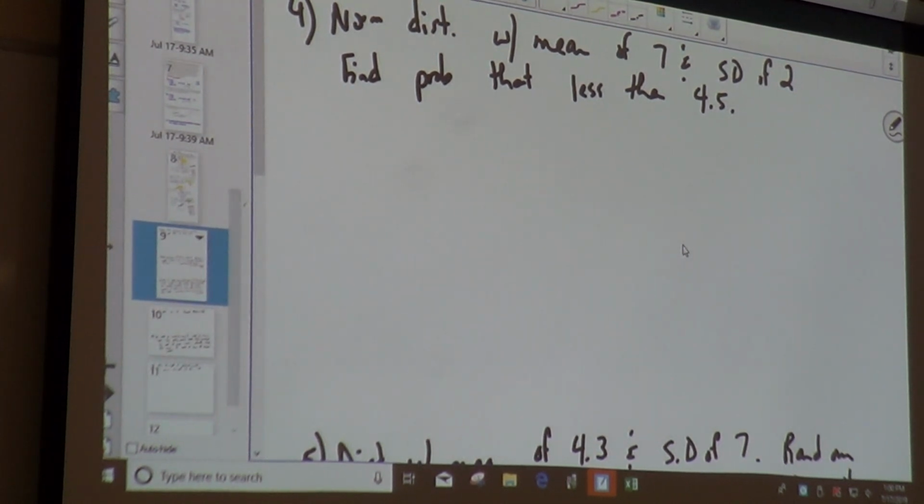So we would be looking for the shading in the left tail. Find the probability. That means find the shading. Find the probability, find the percent, find the shade. So it's going to be a normal CDF.